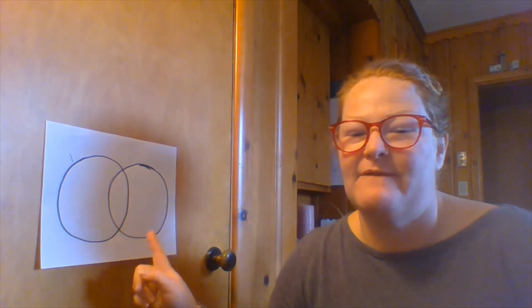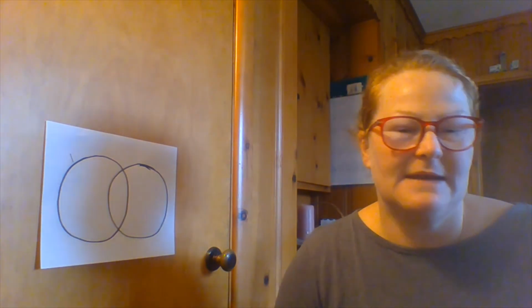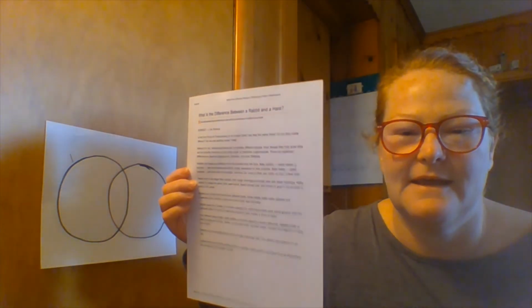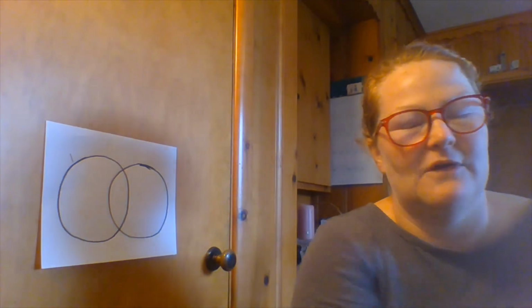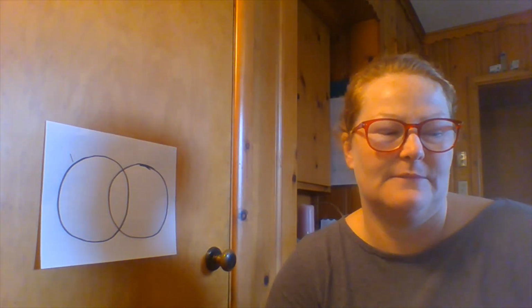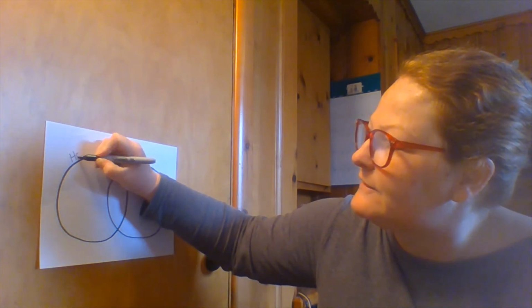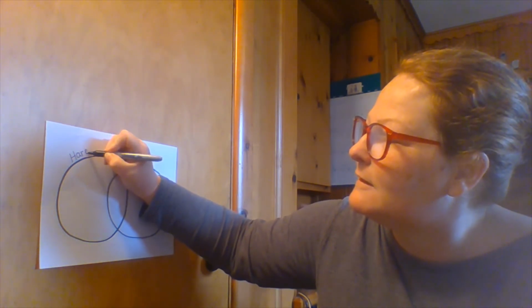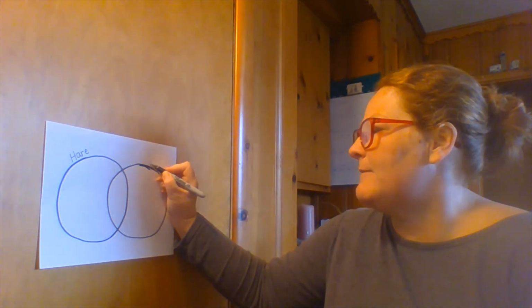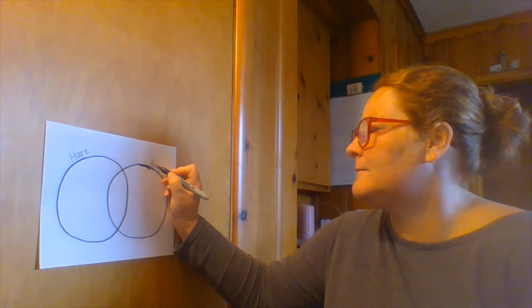So now I have my Venn diagram and I have my text, and we're going to fill this out based on our reading. So first thing I'm going to do is I'm going to write hare on this side, and I'm going to write rabbit on this side.